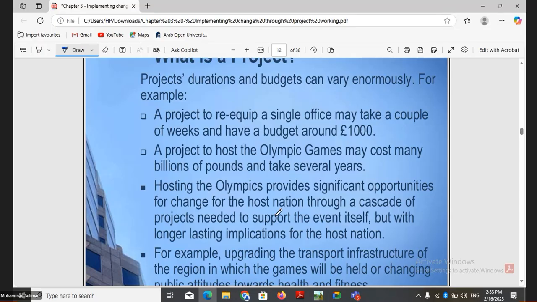So a small project will have a small budget and a small duration. For example, 1 month and $1,000. Like you want to rebuild or decorate your office or your home, or you want to develop a software or an application. It takes a small amount of time and a small amount of money or budget. On the other hand, if you consider big projects like hosting Olympic Games or hosting football games, this takes a lot of time and it takes a lot of money.